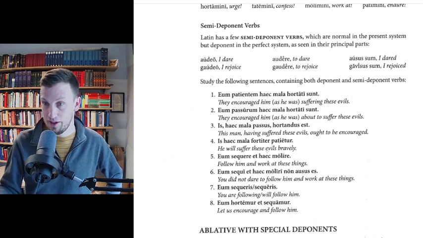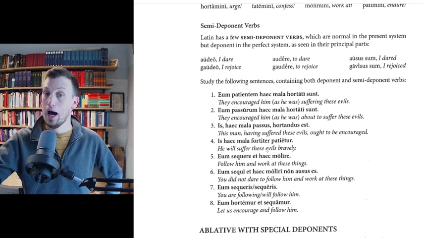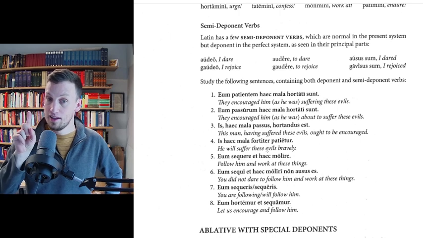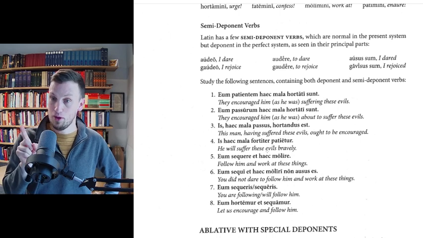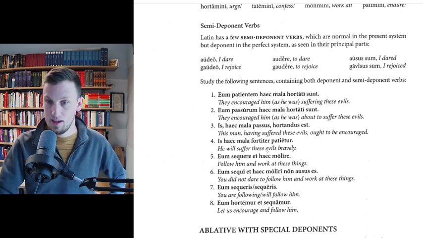So the first example there, note, hortati sunt is the third person plural, perfect, passive, indicative. Sed contra, it's a deponent, semi-deponent, in the perfect system. So this perfect passive is in fact active in meaning.